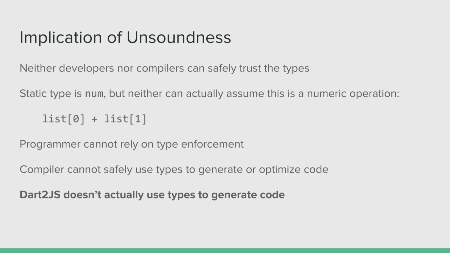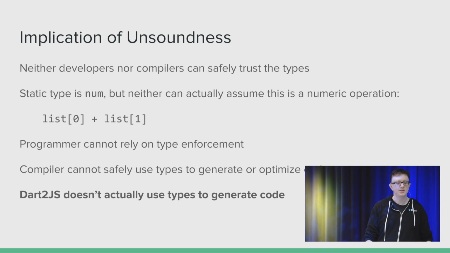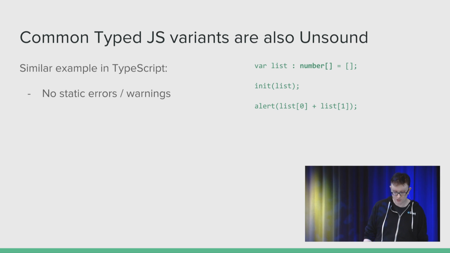So what many people are a little bit surprised about is that Dart to JS doesn't really use static types to generate code, right? It actually drops the type information and recovers it all in a more sound way, but it's not using the static types that you as a programmer write.